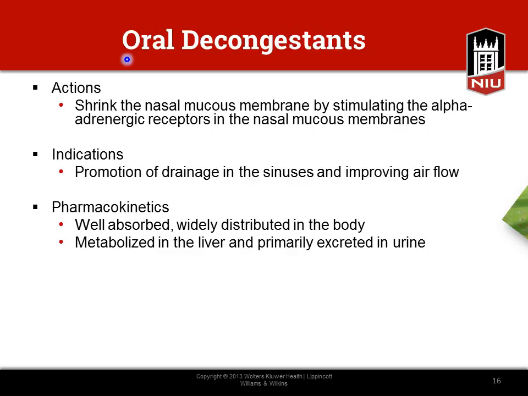The next drug class is oral decongestants. Actions: they shrink the nasal mucous membrane by stimulating the alpha-adrenergic receptors in the nasal mucous membranes. Indications: promotion of drainage in the sinuses and improving airflow. Pharmacokinetics: well absorbed, widely distributed in the body, metabolized in the liver and primarily excreted in urine.